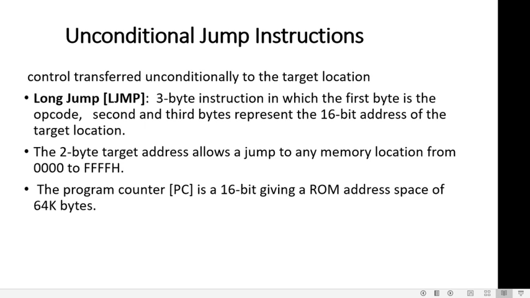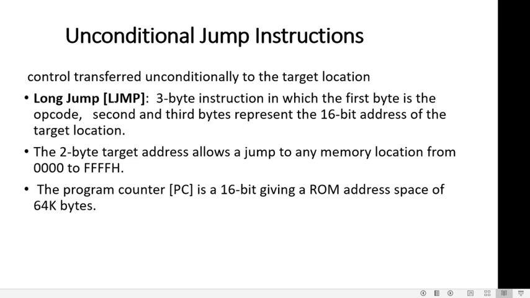When you go for the unconditional jump instructions, the name itself indicates that it is a jump or branch instruction without checking any condition. So control transfers unconditionally to the target location. Long jump, how do we write it? LJMP. Now we know that LJMP is a 3-byte instruction in which the first byte is the opcode, and the second and third bytes represent the 16-bit address of the target location.